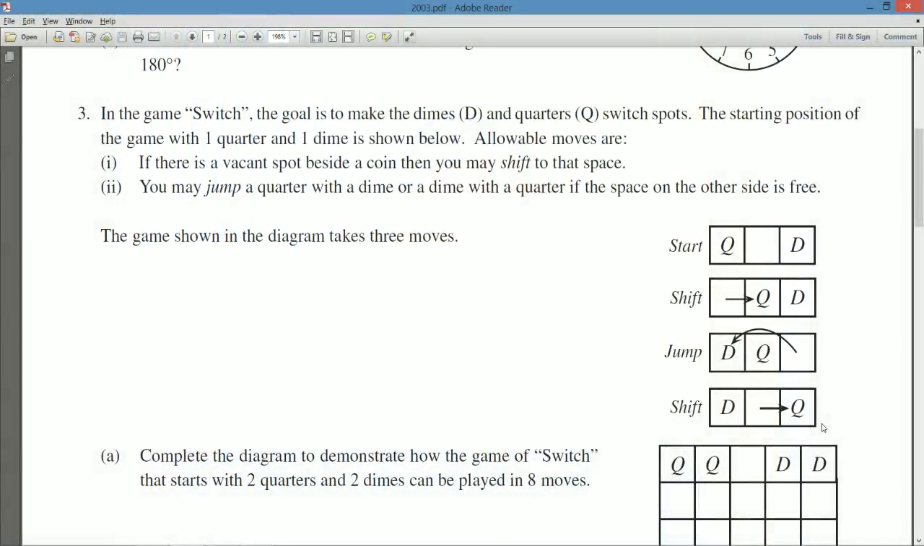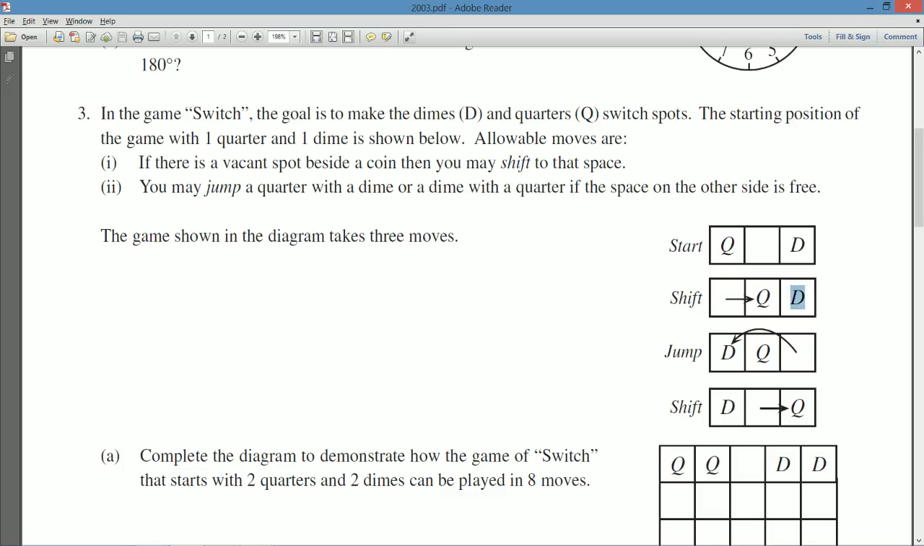Question 3 says, in the game of Switch, the goal is to make the dimes, represented by D's, and the quarters, represented by Q's, switch spots. The starting position of the game with 1 quarter and 1 dime is shown below. So the dime is on the right, the quarter is on the left. Allowable moves are, if there's a vacant spot beside a coin, you may shift the coin into that space. So here's a shift. And you may jump a quarter with a dime or a dime with a quarter if the space on the other side is free.